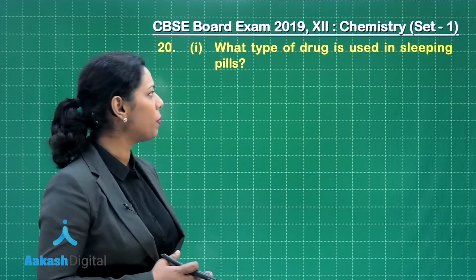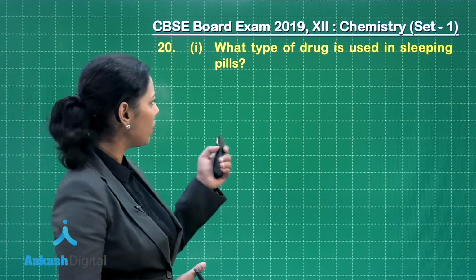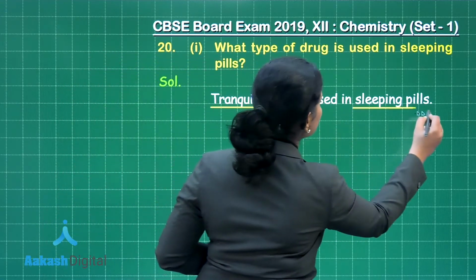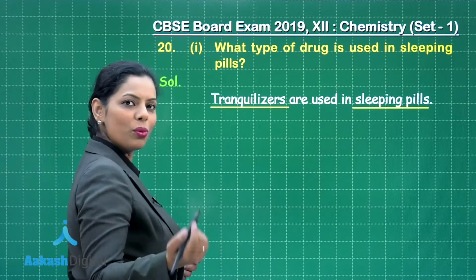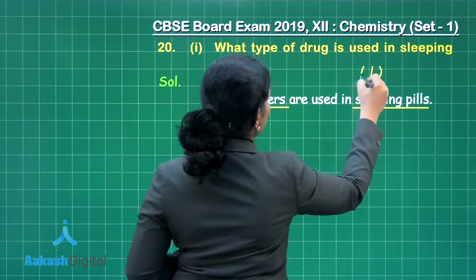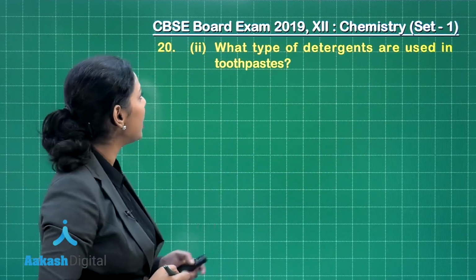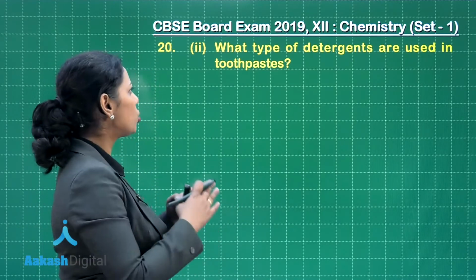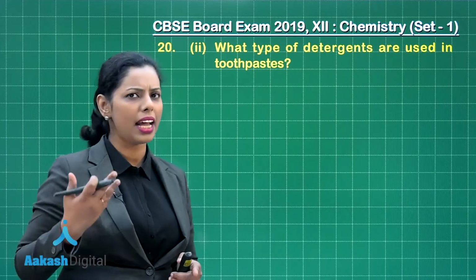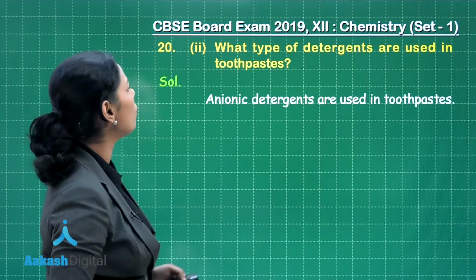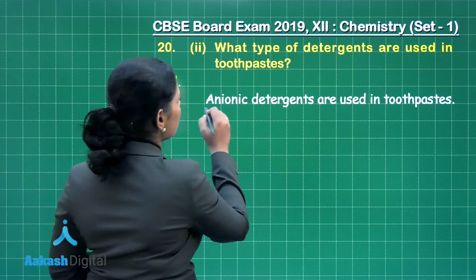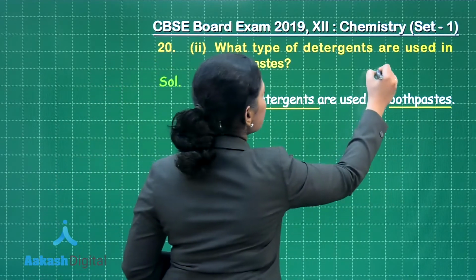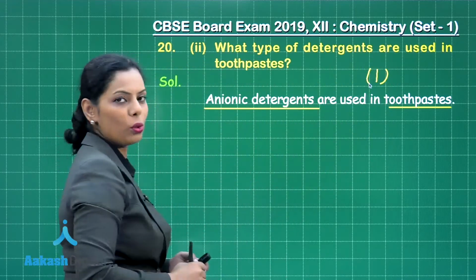If I talk about sleeping pills, generally tranquilizers are used. We can simply write this as tranquilizers are used in sleeping pills. By writing this, you will get 1 mark for this question. After that, next part, what type of detergents are used in toothpaste? Basically in this case, we have to identify the type of detergent here, and in case of toothpaste, anionic detergents are used. And if you write so, you will get 1 mark for this part also.